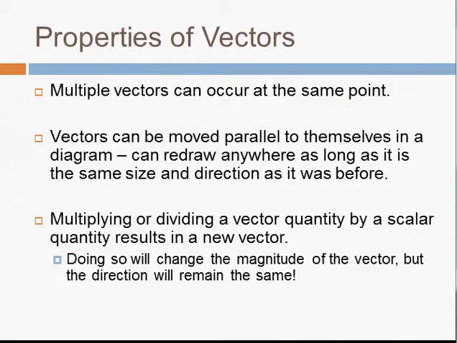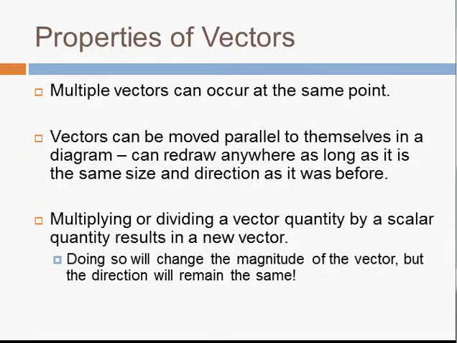Now, some other properties of vectors you want to be aware of. First of all, we can draw multiple vectors occurring at the same point. We don't have to try and line them up in all these different places. We can just pick a point and say all these vectors occur at the same place. It's due to the fact we can actually move them around parallel, which is the second item here. We can move vectors parallel to themselves in a diagram. We have to keep, though, the same size and the same direction. We can move vectors around and put them wherever we want, but we have to make sure the vector itself is not changed, meaning it still points in the same direction and it still is the same size.